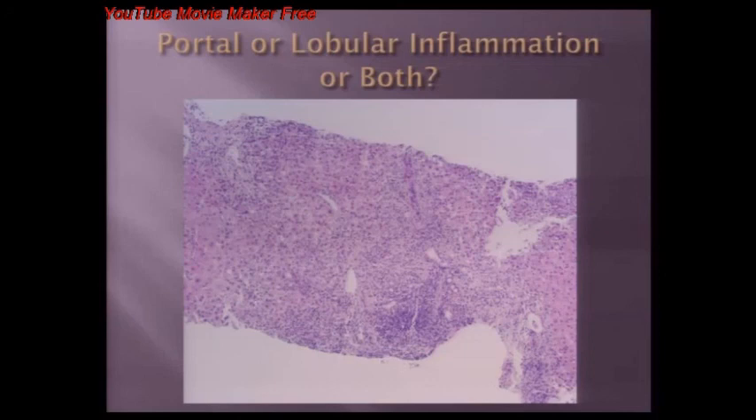And that's because there's severe interface damage. There's a lot of lymphocytes getting out there and damaging liver cells. Okay? So we've got a chronic portal-based pattern with severe interface damage. What's your diagnosis?